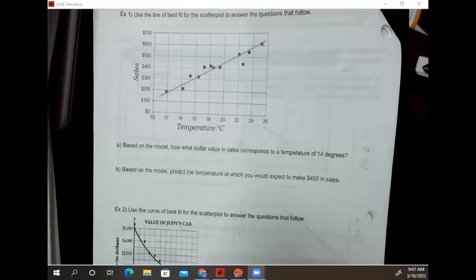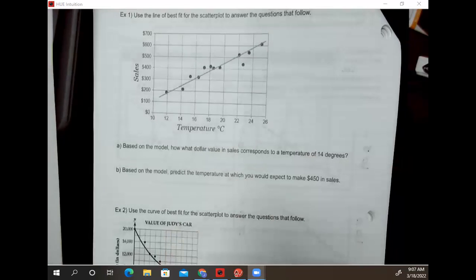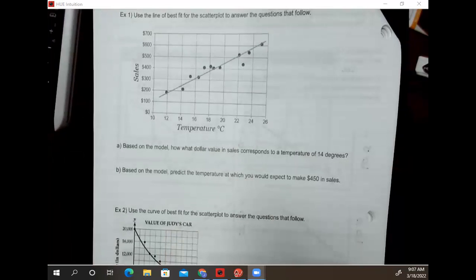Okay, we are on page 34 for today, and we're going to take a look at some more scatter plots and these sort of curves of best fit. For example 1 on page 34, we want to use this line of best fit that's already provided for us to answer some questions about this scatter plot.